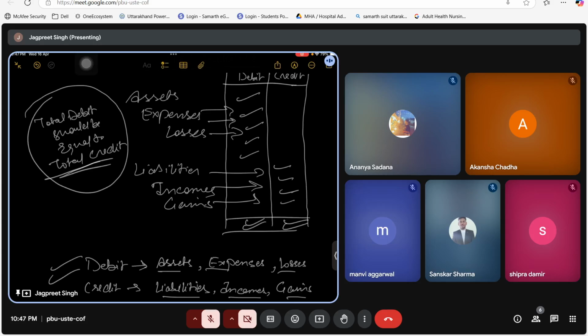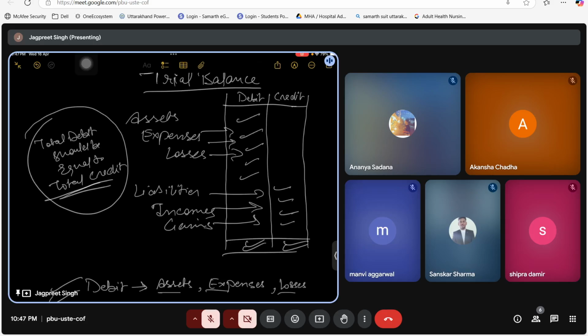And if I tell you, from the trial balance, all the incomes and gains are on the credit side of the profit and loss account, and all the expenses and losses are on the debit side of the profit and loss and trading account. And all the assets and all the liabilities are posted to the balance sheet directly. So from here our expenses, losses, incomes and gains will be transferred to the trading and profit and loss account, and assets and liabilities will go to the balance sheet.